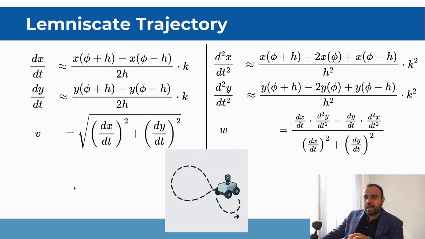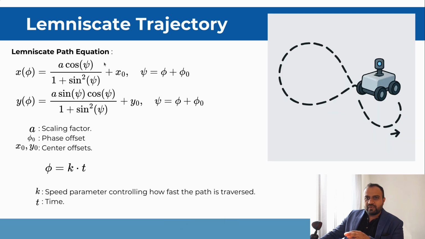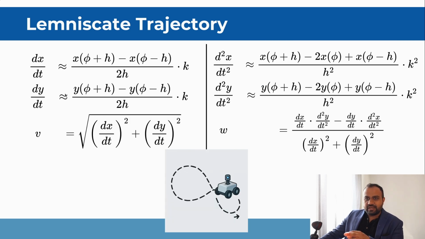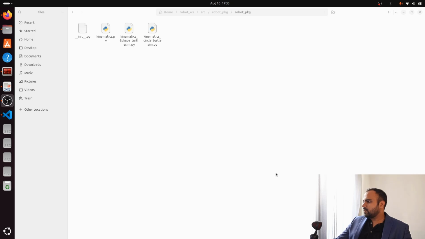Now you have to take the first derivative of these equations, and also the second derivative. And this is the v. V is the linear velocity which you are going to publish to the robot, and this is the formula for the omega. Okay, let's go. These are the Python files which we have already put in our package.